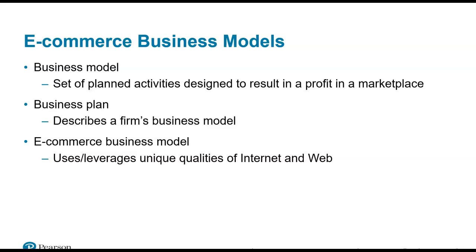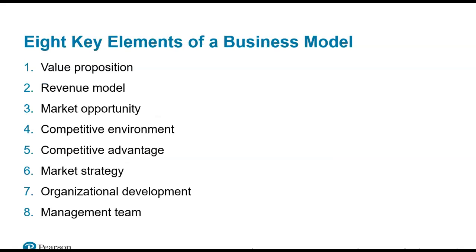So an e-commerce business model simply means how you're making money. What is your plan to make money? How do you start off with raw materials and turn them into profit at the end? The business model is described in a document called a business plan. And of course, if we're talking about e-commerce, if we are not leveraging the unique parts of e-commerce, the connectivity, the ubiquity, etc., it's not really an e-commerce business model. So these are the 8 elements of a business model. We're going to be talking through each of these so you can apply them to an e-commerce business.